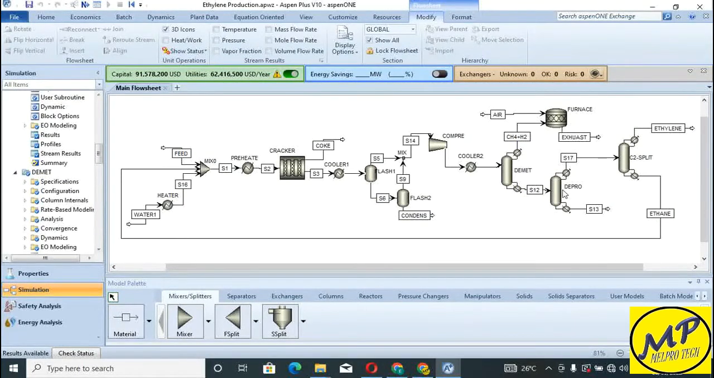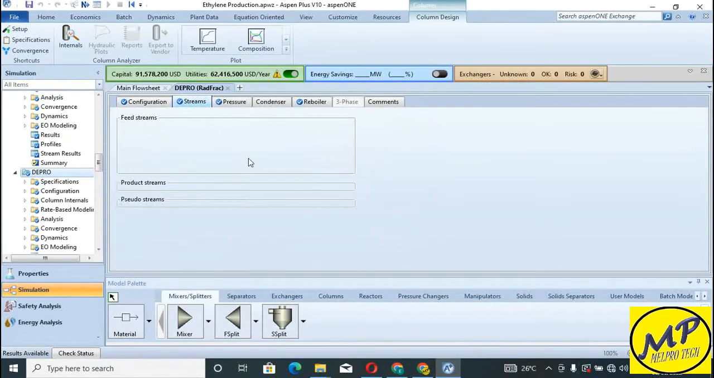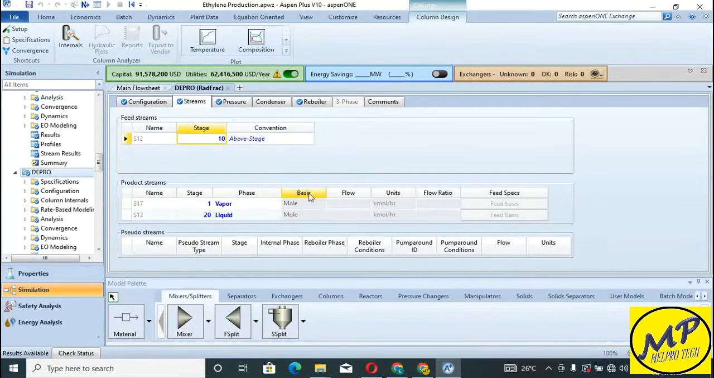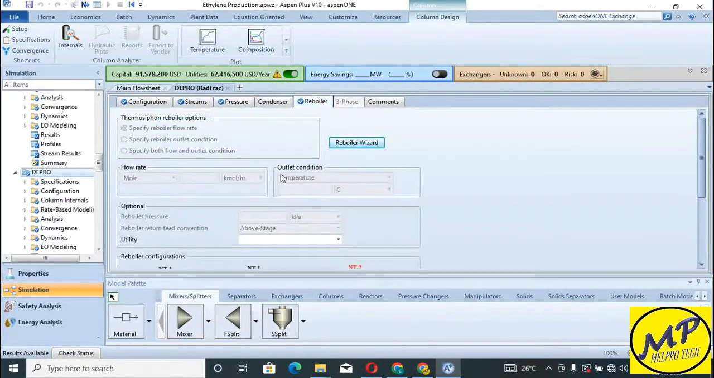Then the depropanizer, we have this. You see the boiler pressure, the flow pressure, the number of stage, and then the condenser type, the other thing, the strings, then the pressure. Every other thing is kept at default.